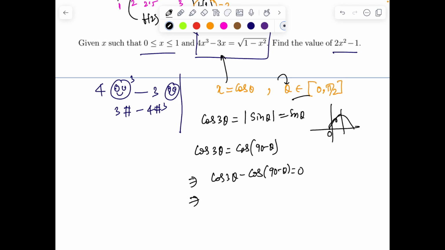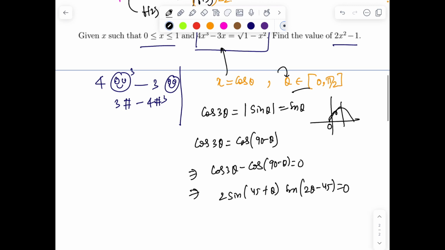Now I can use the difference formula, cos A minus cos B, right? So that will be 2 sine of (45 plus theta) into sine of (B minus A), so 2 theta minus 45, equals 0. So we have got two options. We are getting theta equals pi by 8, which is 45 by 2, 22.5.